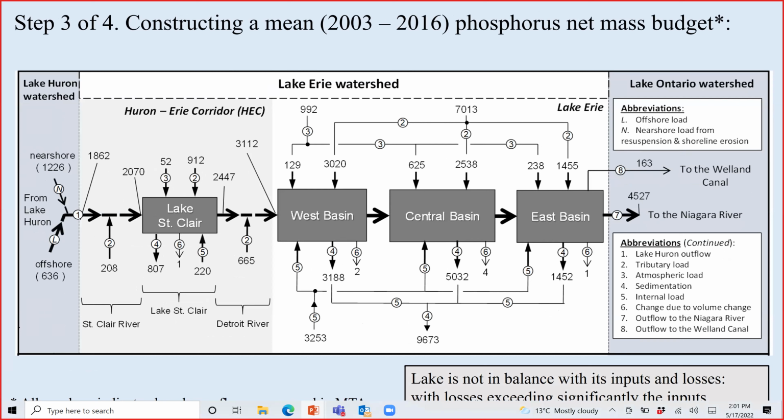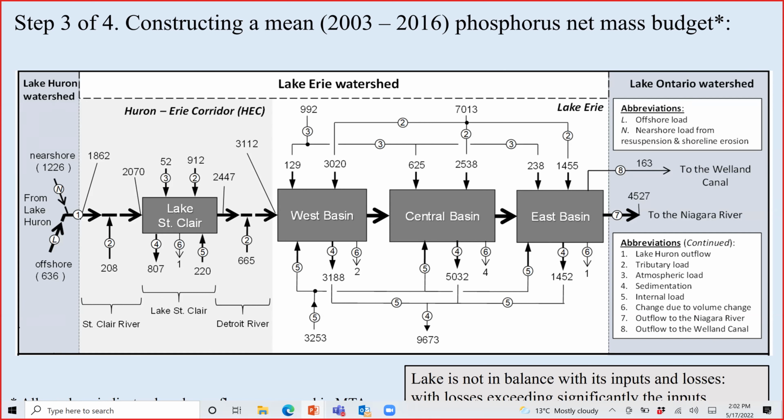Next, using our water budget, we constructed the mean total phosphorus budget for 2003 to 2016. This conceptual diagram summarizes all results and shows all fluxes expressed in metric tons per year for all major processes, such as, for example, Lake Huron outflow, tributary loads, atmospheric deposition, number 3, sedimentation, outflow, and water diversions.